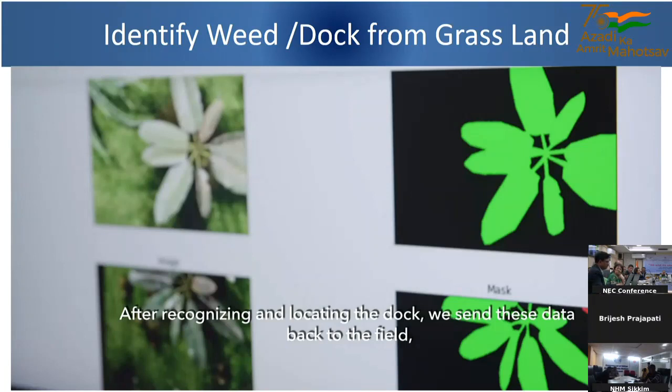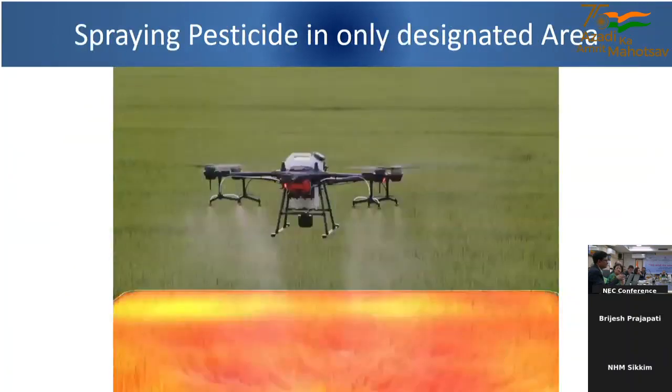And maybe a section of, for example, if in a field you have identified a particular section where requirement of pesticide is there, so the drone can spray that particular kind of pesticide or fertilizer for that matter in that area. So this is another kind of application which 5G connectivity can bring in.